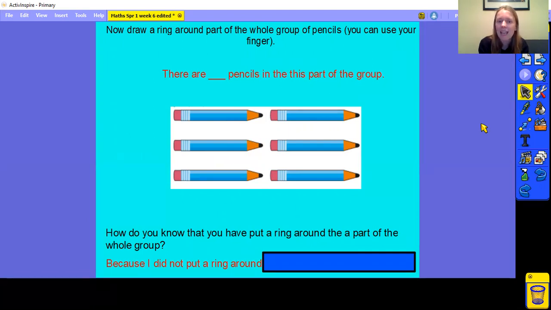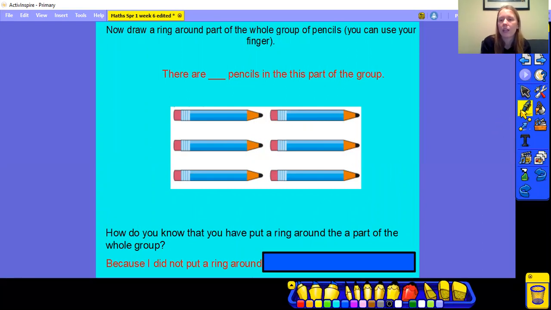Okay, let's do this together. So there are lots of different ways that we can do this. Because if I want to draw my ring around a part of the group, it just means that I don't put a ring around all of them.